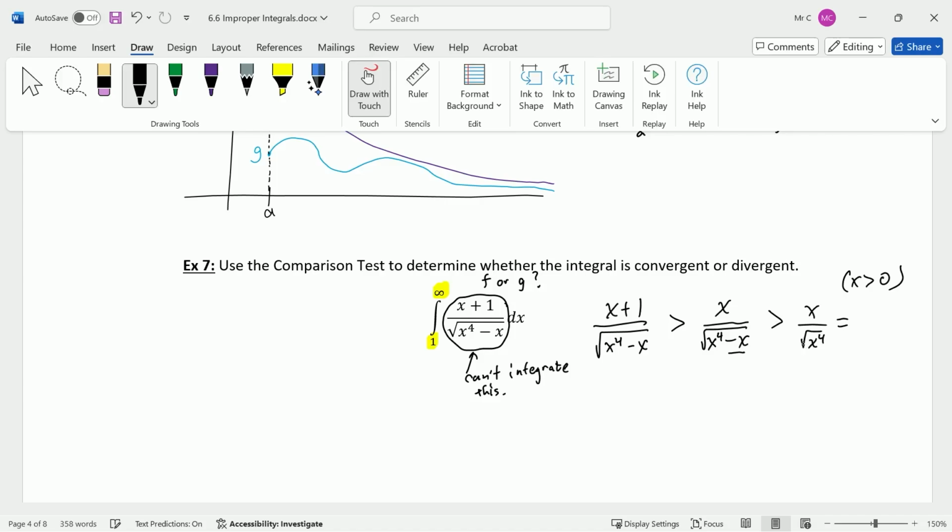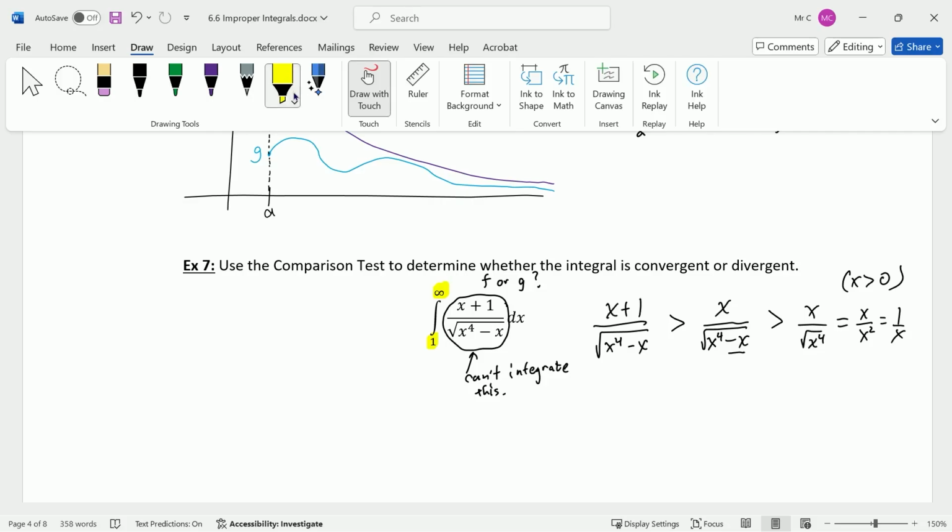And x over the square root of x to the fourth is x over x squared. Again, x is positive, which is 1 over x. So again, I didn't try to assume what the function is, and I didn't assume whether the original function was the bigger function or the smaller one. I made no assumptions either way.